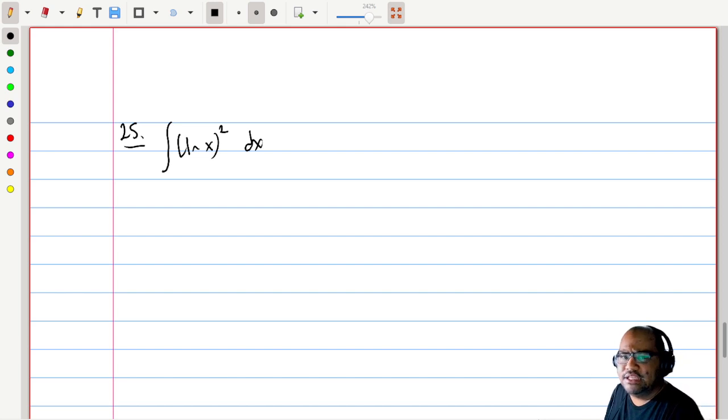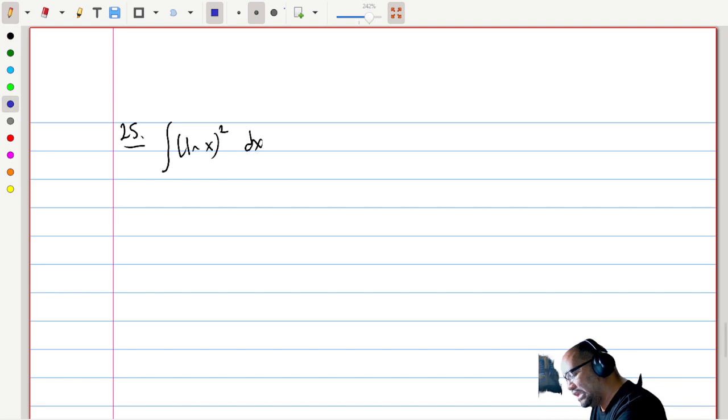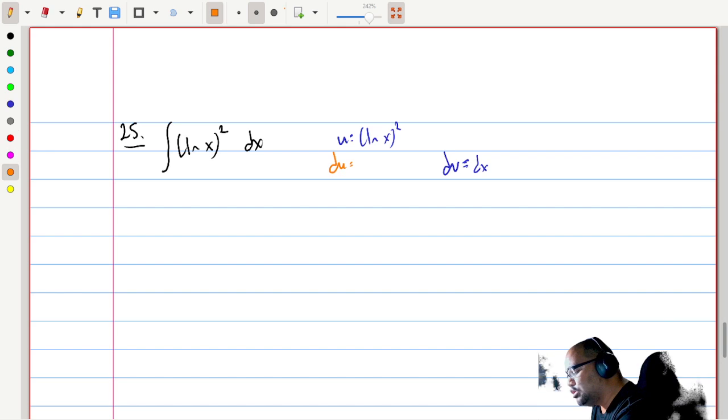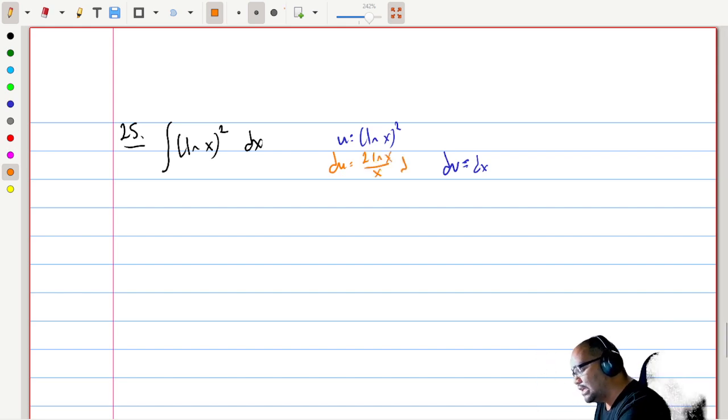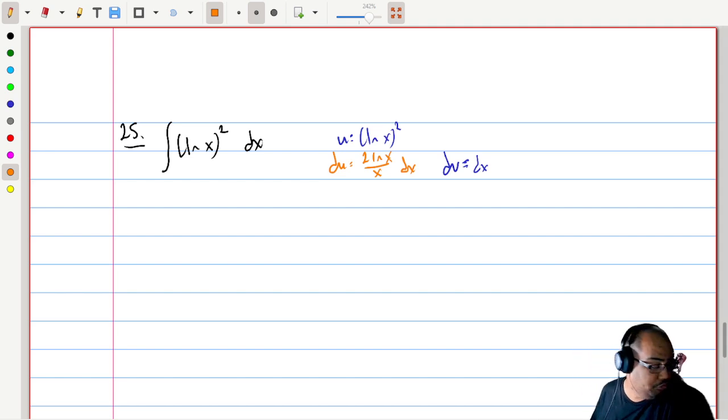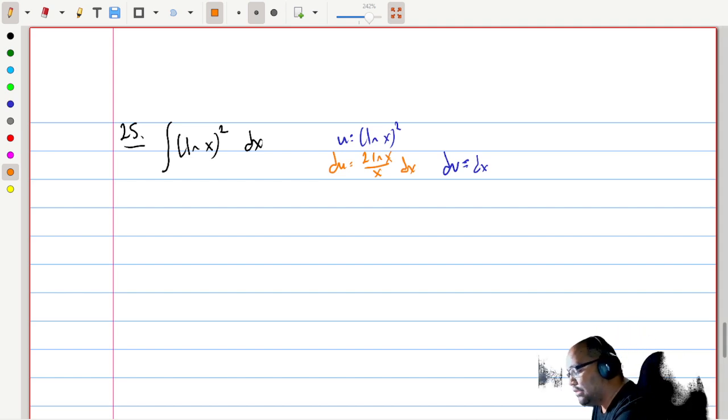So let's see. I think the trick here is to set, yeah. Okay. Here we go. u is equal to the square of log x, and dv is equal to dx. All right. Different color here. du is 2 log x over x dx. Okay, just power rule plus chain rule there. Okay. And then v is x.